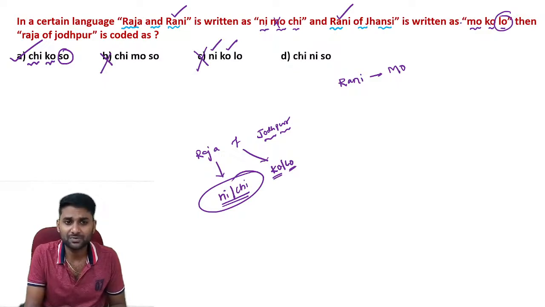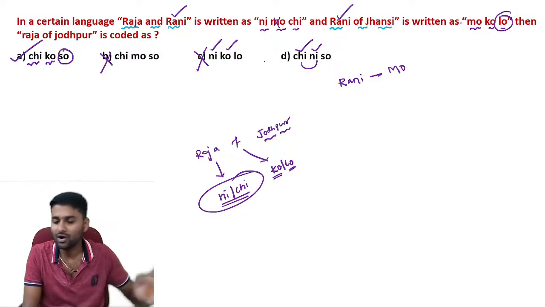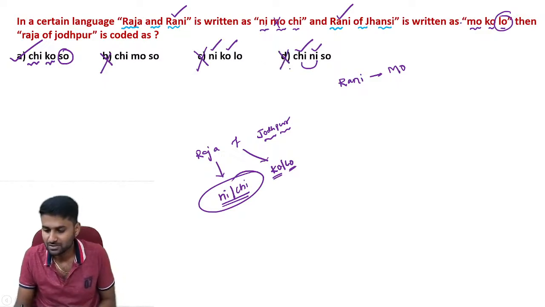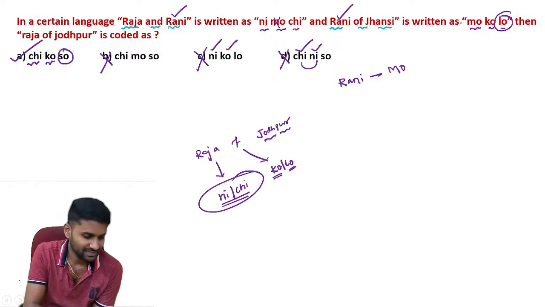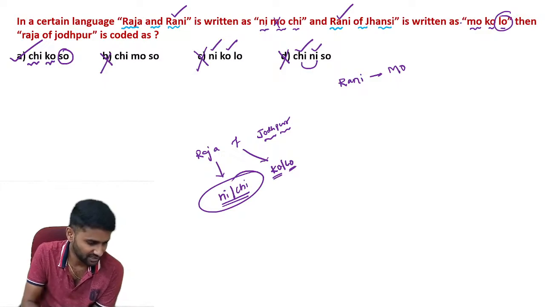Let's check the third option. CHI is present. NI, see, both are present in the given option. Why? Because here Raja can be coded as either NI or CHI. If both are available, definitely it is not a suitable answer. So A is the correct answer, guys. Is it clear? Please let me know in the comment section. Is it clear, guys?